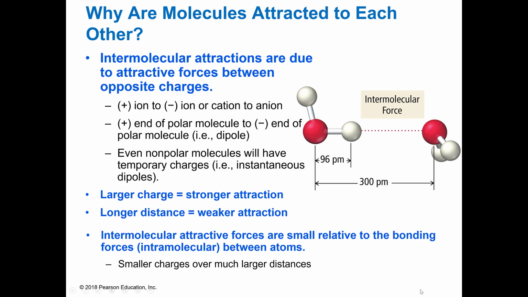Since the intermolecular forces are due to these electrostatic forces, you've got plus and minus. In a polar molecule, you've got a plus and a minus end. In a cation or anion, they're charged either positive or negative. And even non-polar molecules can have a temporary charge associated with them. So remember, the larger the charge, the stronger the attraction. The longer the distance, the weaker the attraction. So close together and big charge is going to be the strongest attraction between those two molecules.